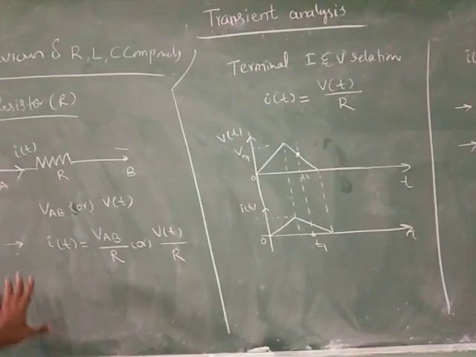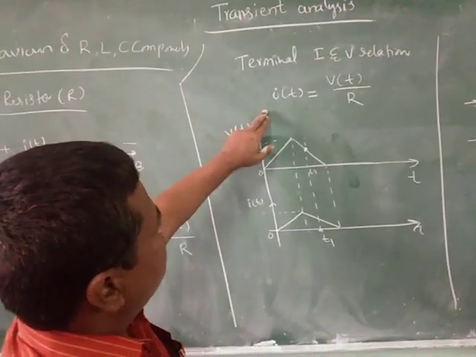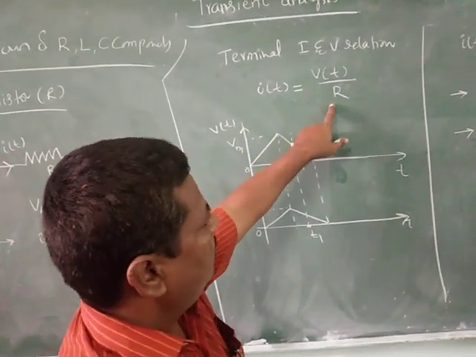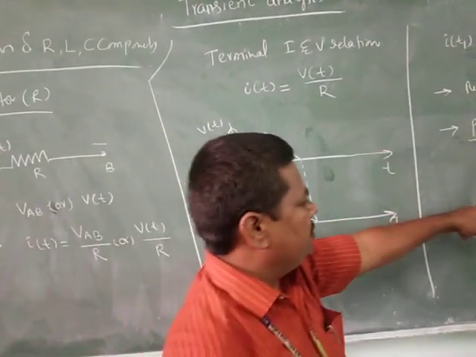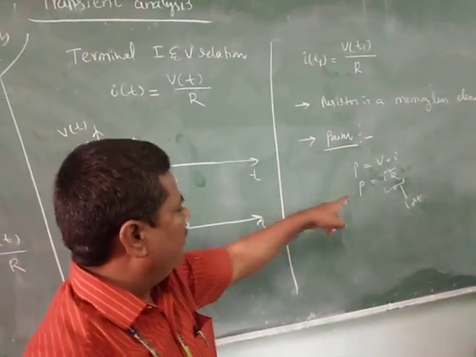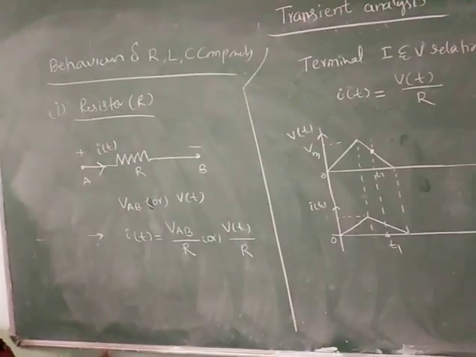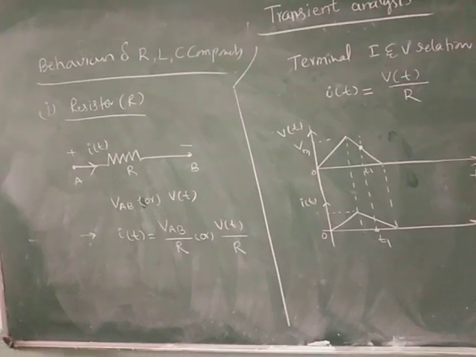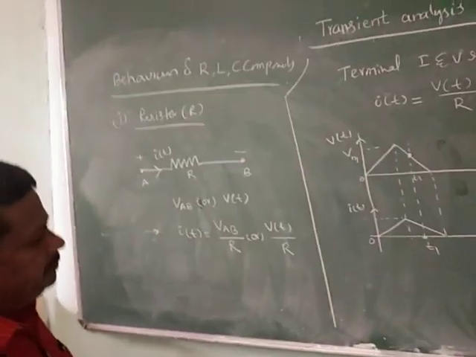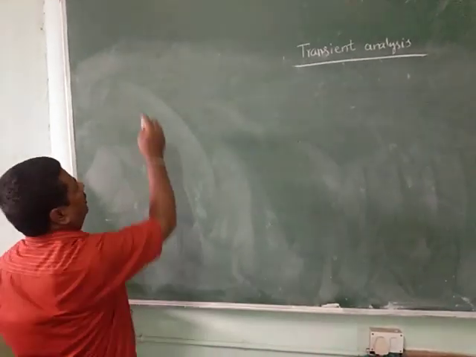Here the final conclusion is that the terminal relation between current and voltage is always instantaneous: current depends upon instantaneous voltage divided by R. And one more thing, a resistor always dissipates power. There is a loss of power in a resistive network. Right? This is about the resistor, and resistance is a memoryless element. That means it is not a dynamic element, it is a static element. It cannot store any type of voltage or current.